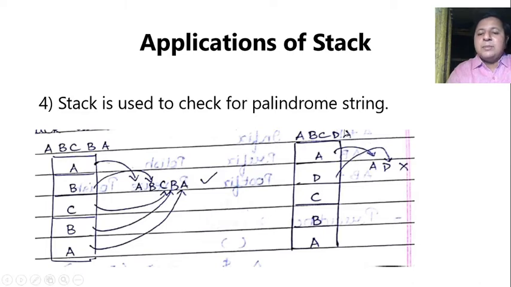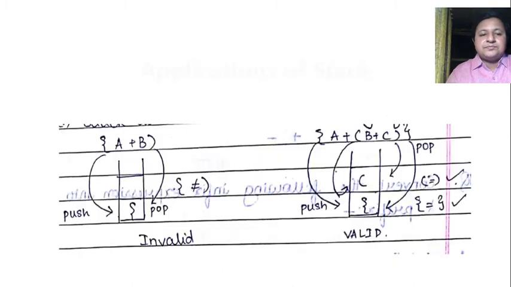But suppose the string is ABCDA. When you keep on pushing and after that start popping, A is popped and matched with A, but when you pop D, it is not matching with the second character, that is B. And hence we would say it is a mismatch and it is not a palindrome. So again, the basic idea of getting the reverse from the stack is being used here.